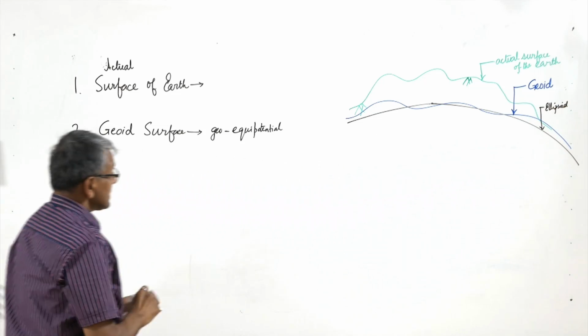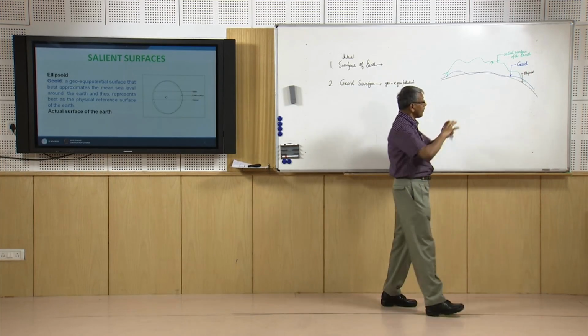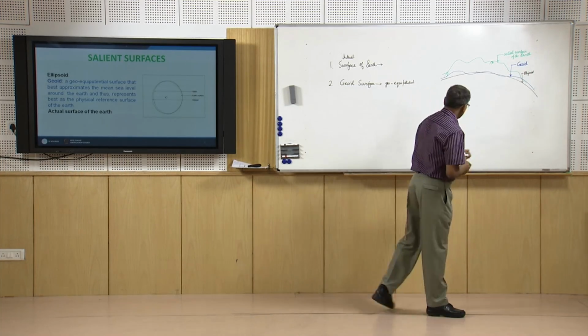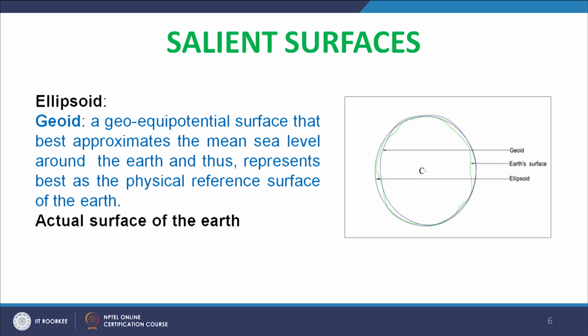Now, if we see this thing in terms of the whole earth, it may be shown like this figure. Here we can see the green line is our actual surface of the earth, which is very much varying, and then the geoid surface, which is blue in color, which is comparatively regular than the actual surface of the earth, but still there are lots of irregularity. And the third one, the black in color, that is the ellipsoid, which is quite regular in shape.